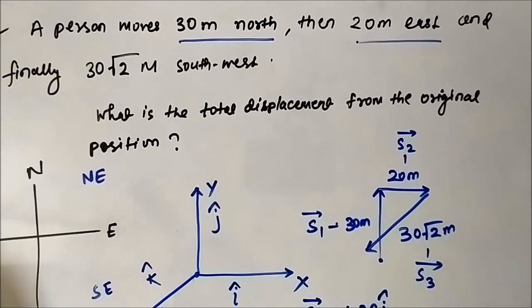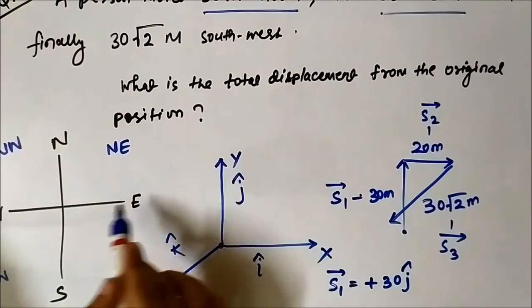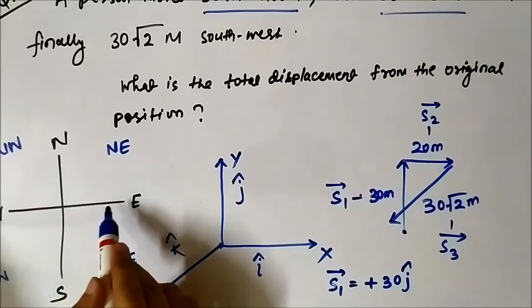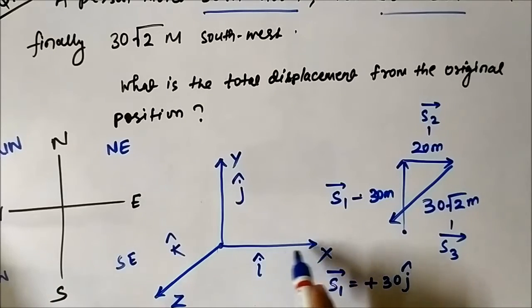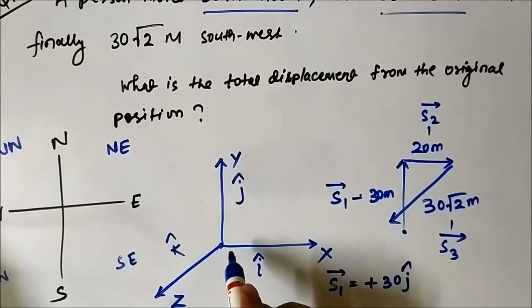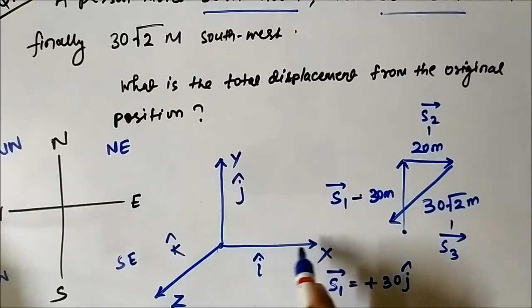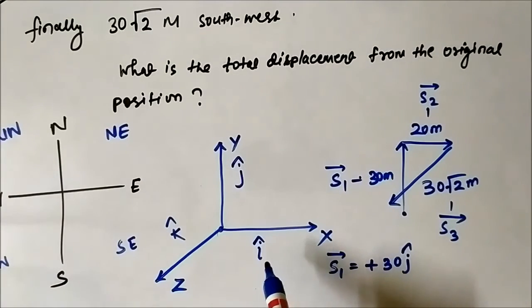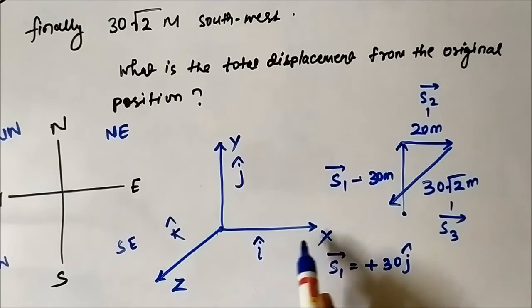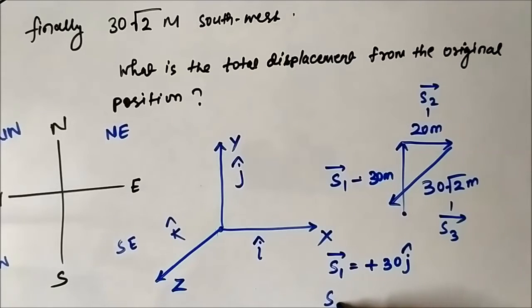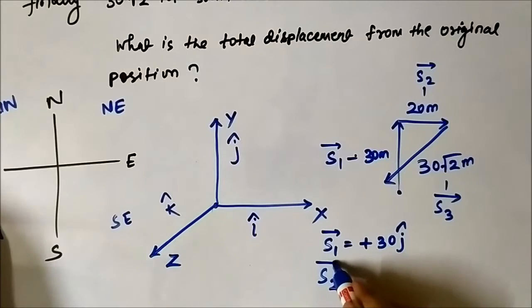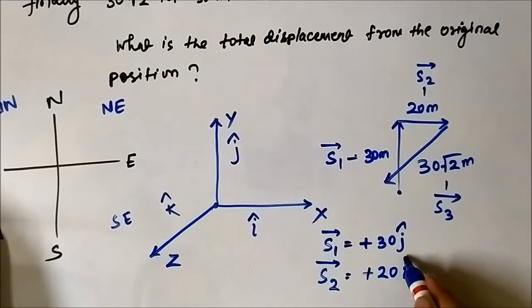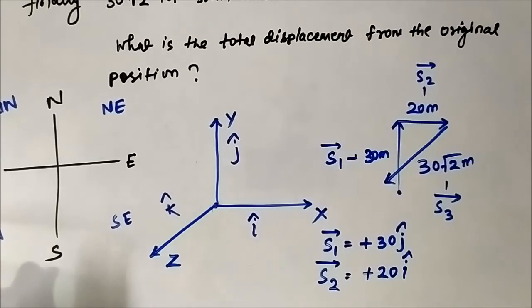East here is along the positive x axis. 20 meters east means 20 units in the positive x axis direction. So S2 vector is equal to plus 20 i cap.